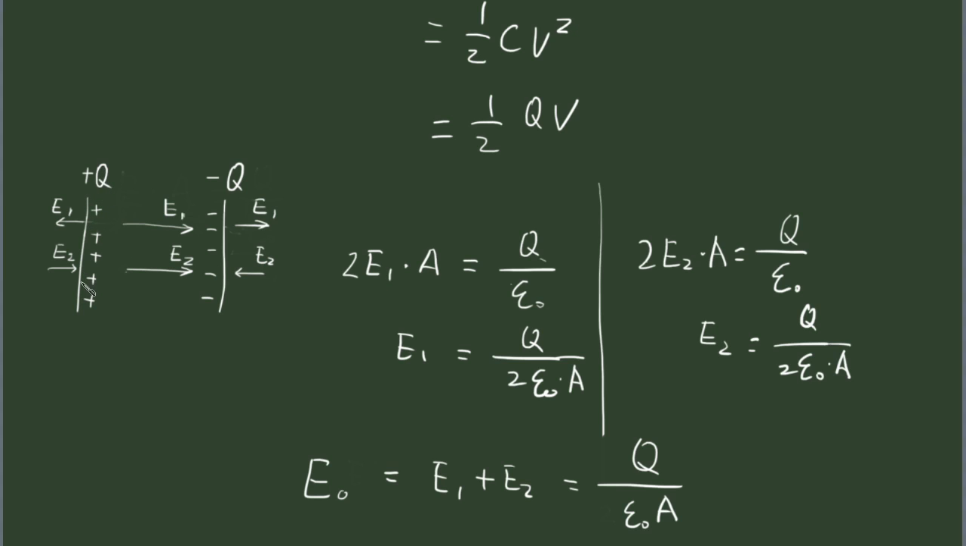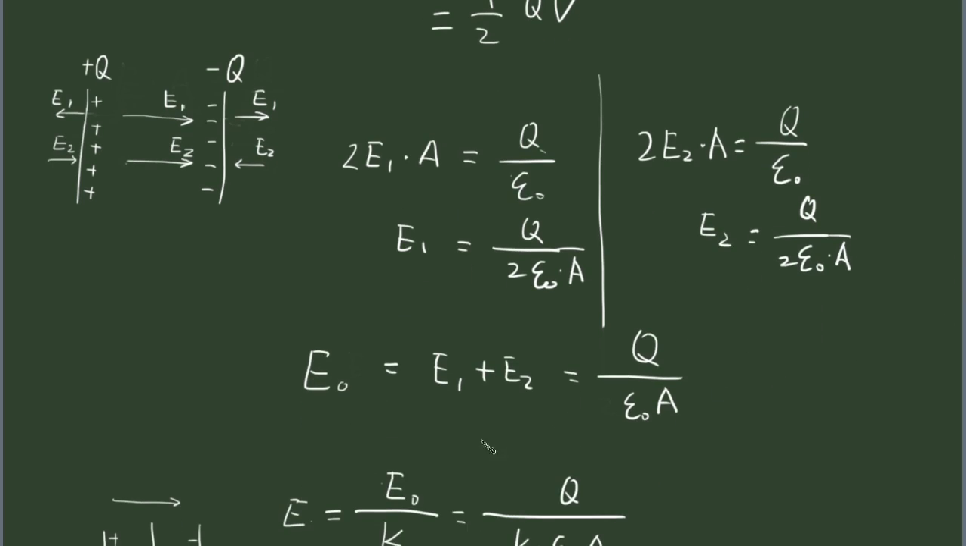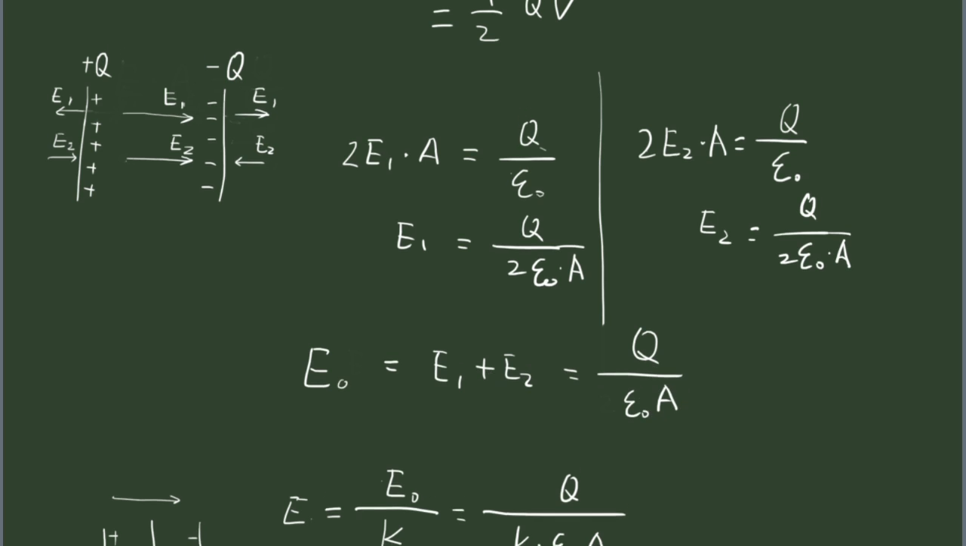And according to Gauss's law, the electric field dot area, on the right side and the left side of this plate, that is twice E1 dot A equals Q over epsilon 0. So E1 is this. And also for this plate, E2 is this. So the electric field E naught equals E1 plus E2, that is Q over epsilon naught A.